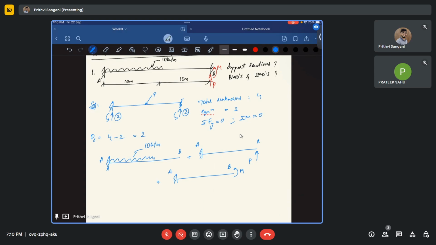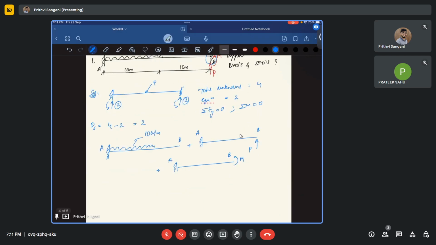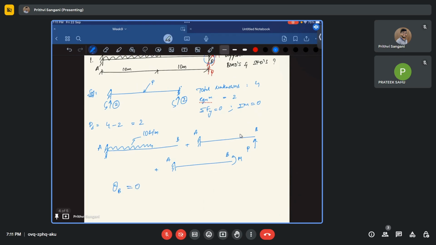So the purpose of doing this is, at support B, now we need to understand what is happening at support B. Actually, for the indeterminate structure, that is a fixed support. What is happening at this location? At support B, if it is fixed, that means the rotation is zero there, right? There will not be any rotation there. So theta B should be zero. Okay, that is one condition.